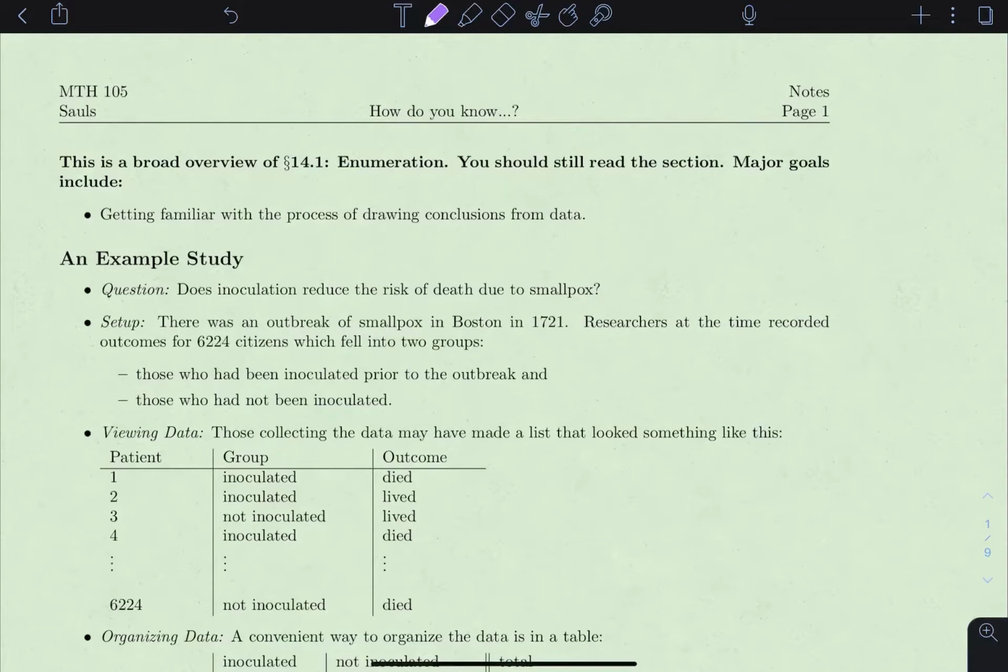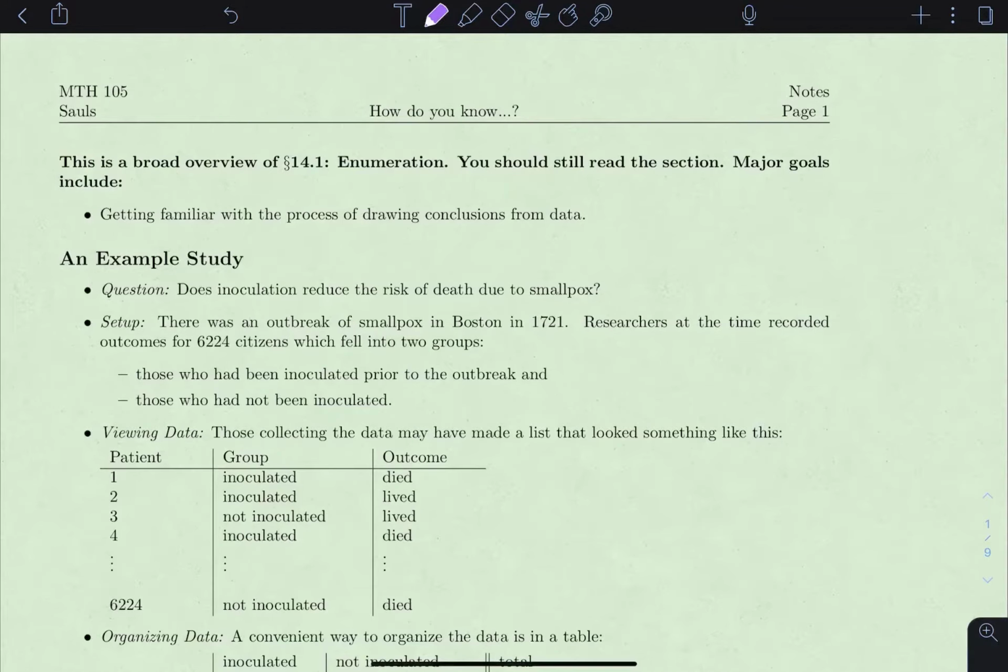So in the column to the far right and in the row in the bottom, we see this label total. And the way that we should fill out the empty blocks in the table is by adding across and adding down. So the total here is referring to the total number of people who lived and the total number of people who have died. And if you lived, you were either inoculated or not. And so if we add these two numbers together, we'll get the total number of people who lived.